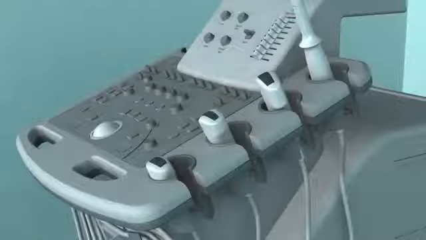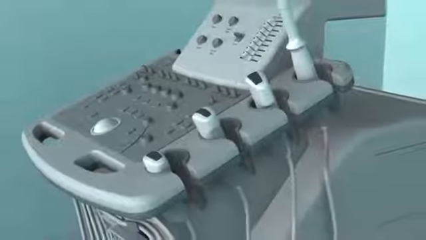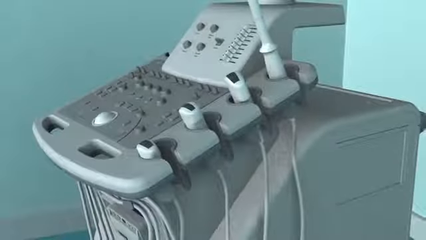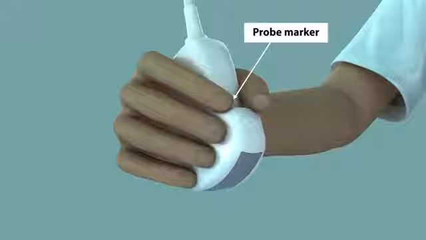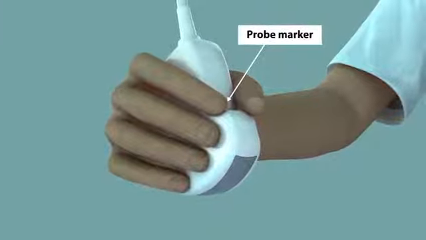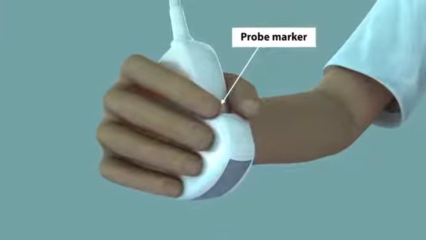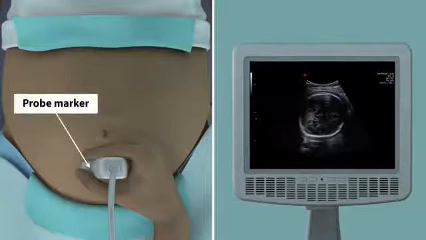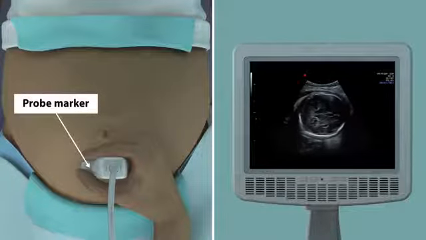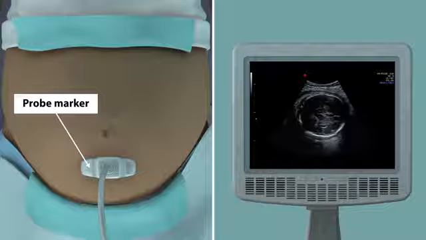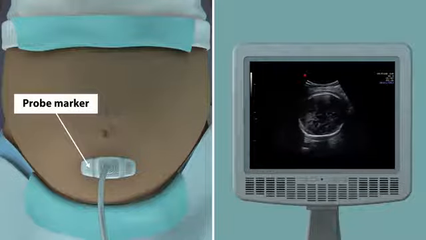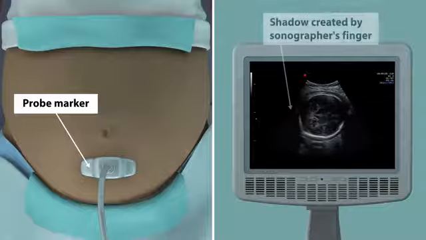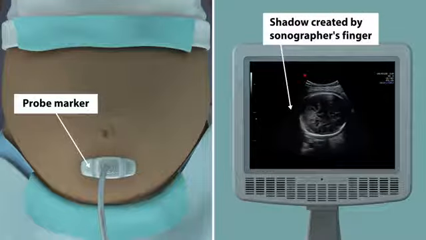Select the probe and preset which are most suitable for the gestational age and body mass index, or BMI, of the woman. Hold the probe with your right hand and operate the machine controls with your left. Placing the probe in a transverse position on the lower abdomen, use its marker as a reference to make sure that the right side of the mother is displayed on the left side of the screen. You can check this by pressing your finger beside the probe in the abdomen.